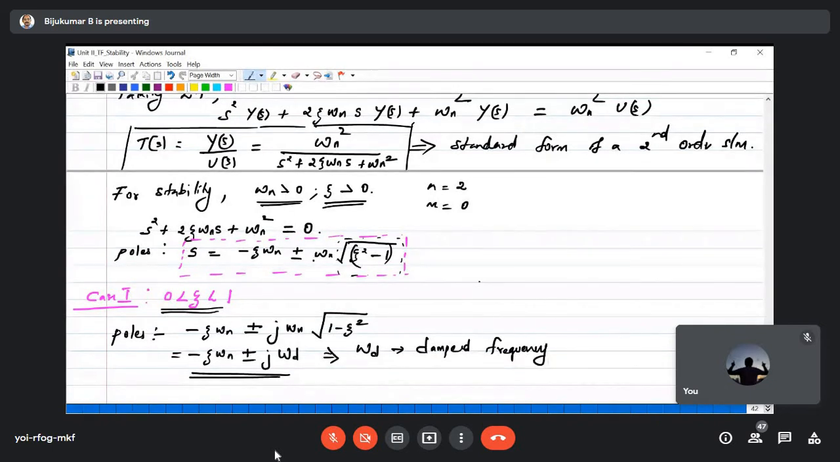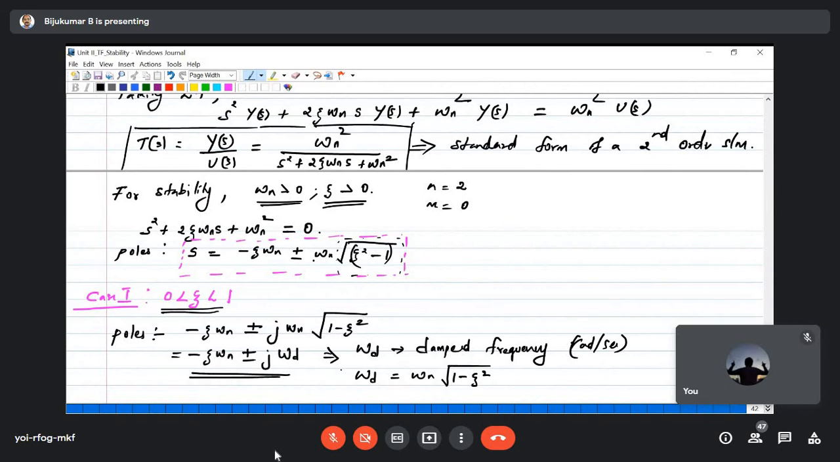Now one more term is coming, right? Previously it was omega n, the natural frequency, unit is radians per second. One more time we introduce omega d, called the damped frequency, whose unit is also radians per second. How will you define omega d? Omega d is equal to omega n multiplied by root of 1 minus zeta square, right? So this kind of system is called an underdamped system.